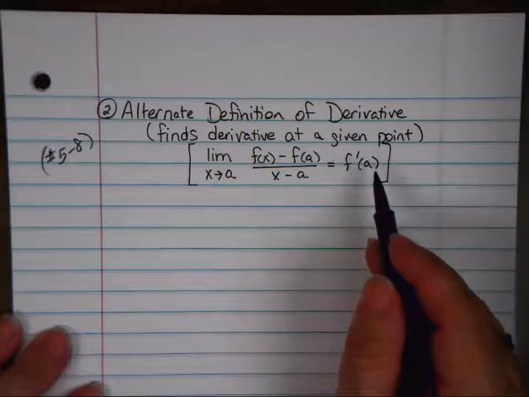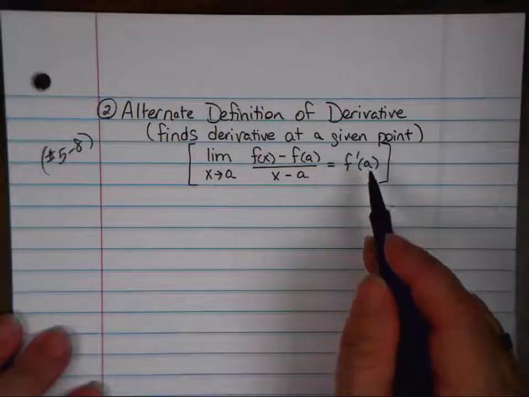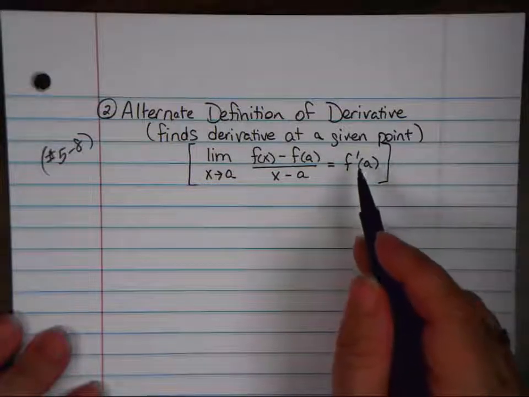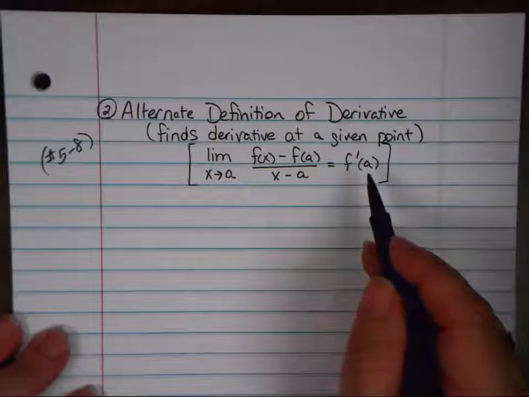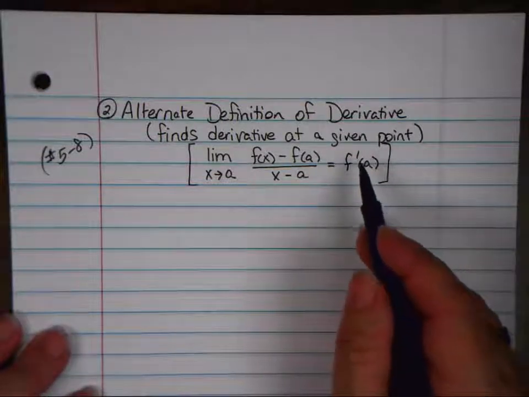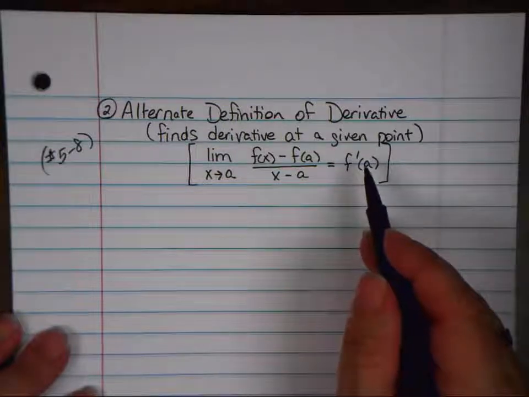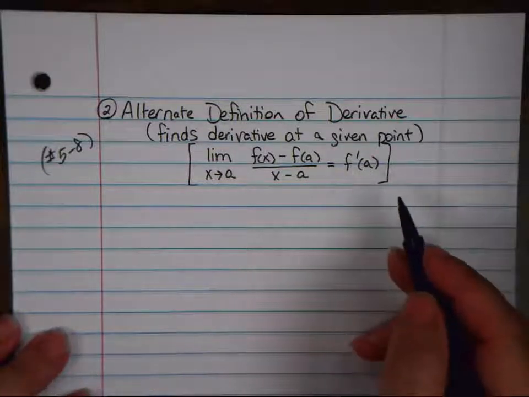Now, how is this different over here? What did the other formula have in the parentheses? No, it had an x. So when it has an x, you're going to have an x in your answer. Since this a is a number, you're going to get a number answer, okay?